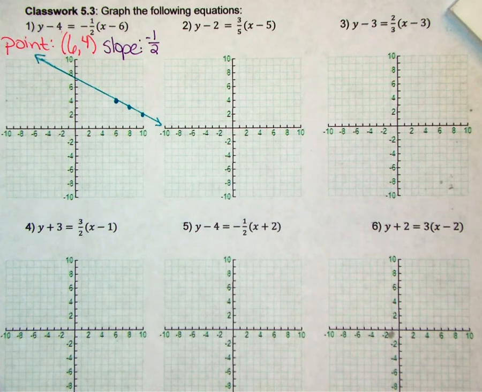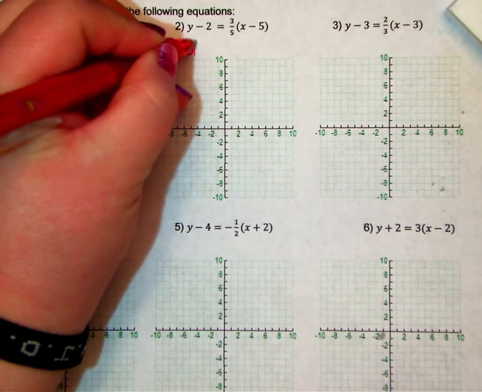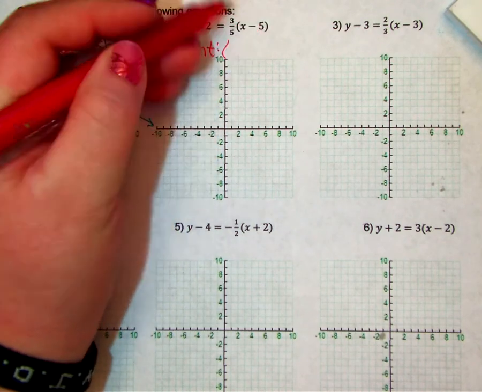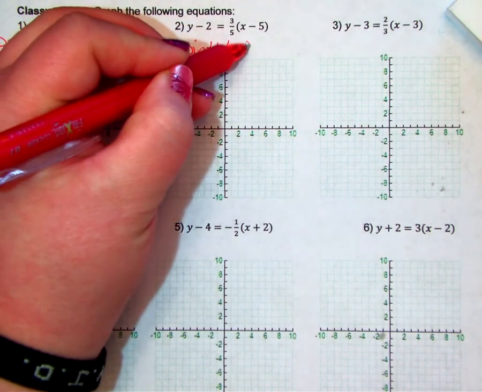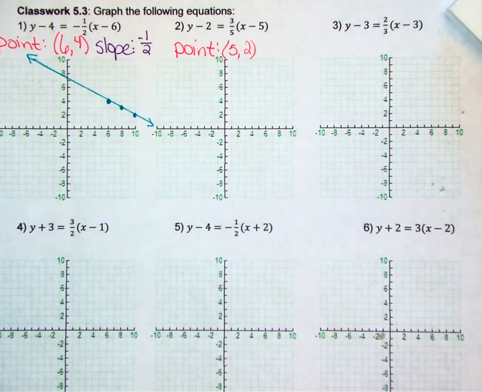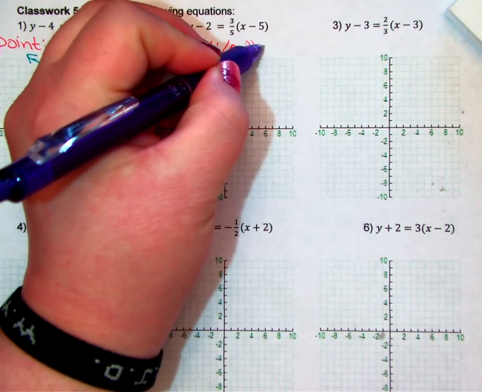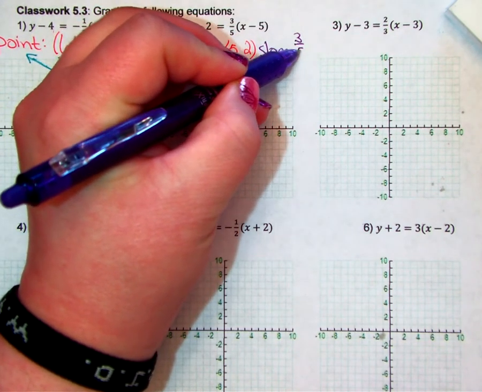Let's do one more of this level 3 type problem. First, we'll identify the point. The point is +5 because it appears to be negative, and +2 because it appears to be negative. The slope is directly in front of the equal sign. So it's 3/5.